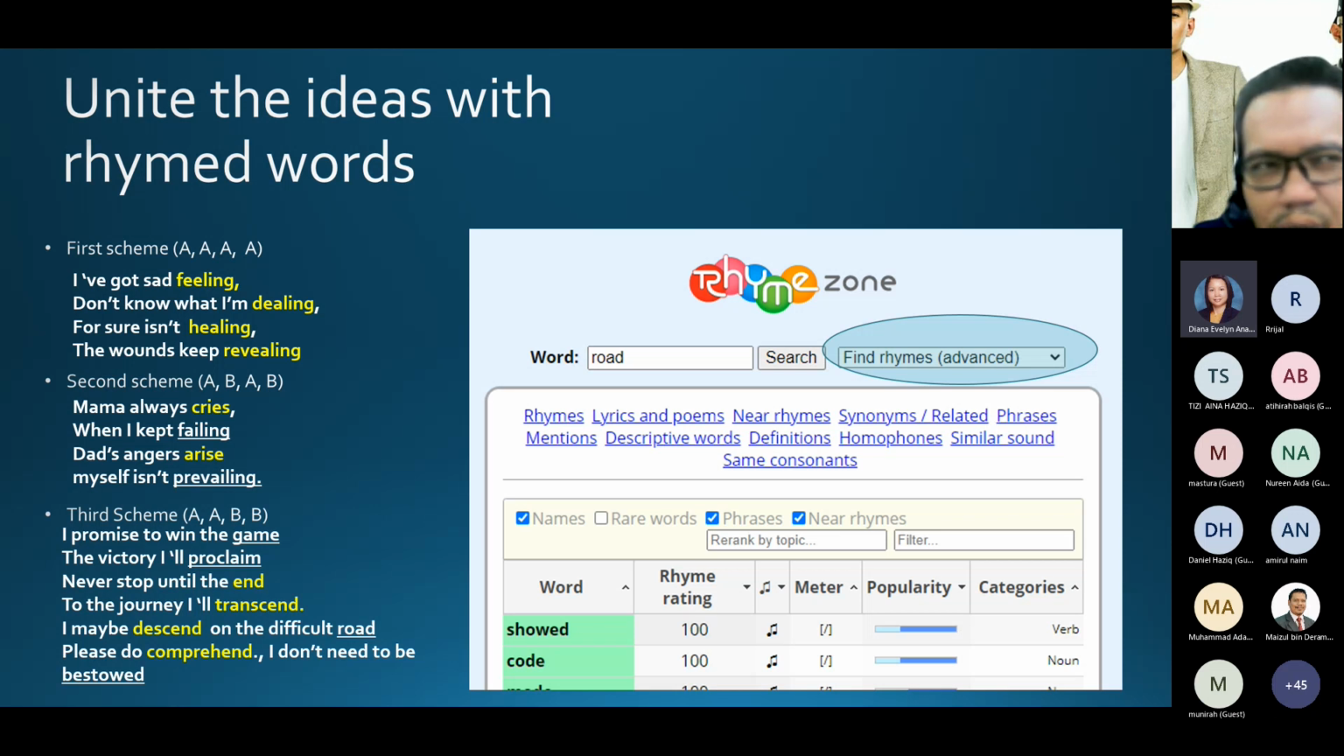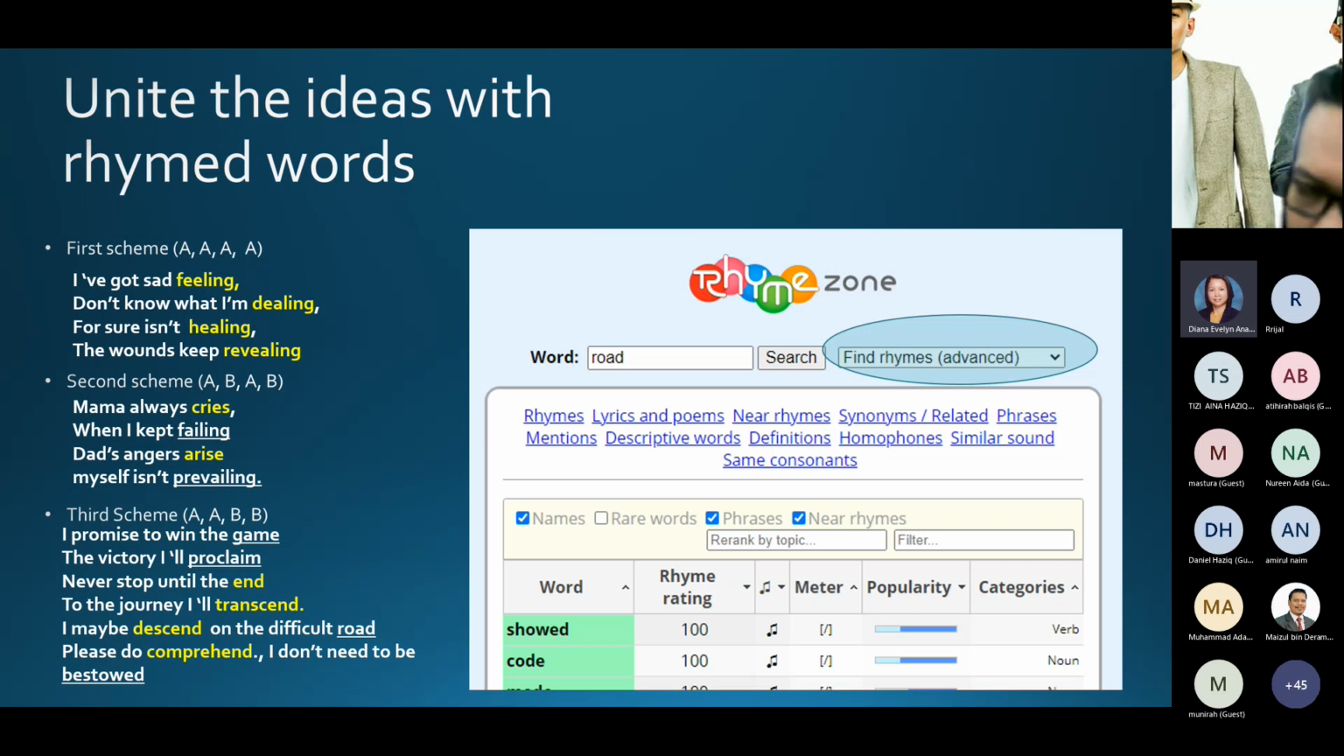Or if you get bored of AA, you won't keep adding lines all AA. You can switch to AB, AB. This is like our traditional pantun. I guess, is it pantun? The alternating one is pantun. So cries rhymes with arise, failing rhymes with prevailing. So A, B, A, B. The first bar rhymes with the third bar, the second bar rhymes with the fourth bar. Or you can also choose one more, AABB. Here is an example.